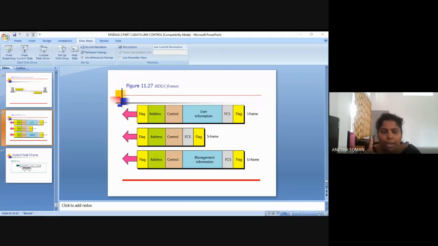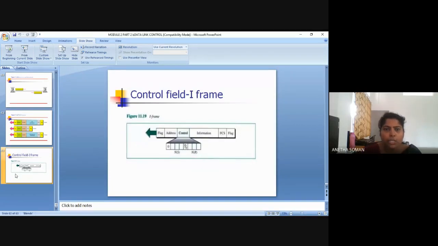I'm telling only the control field of one frame, the I frame. You can see it in the next slide. Considering an I frame, in the diagram the first bit starts with 0, then you have 3 bits represented as N of S, then P by F, and the rest is N of R. So this is the control field of the I frame.